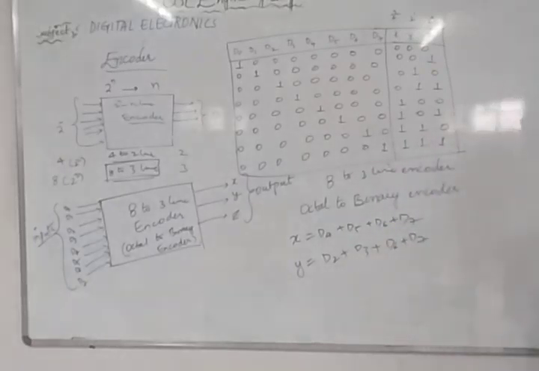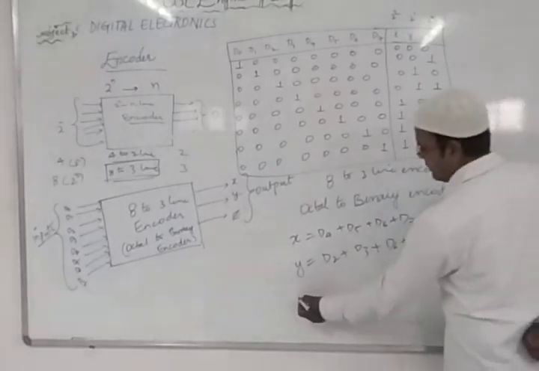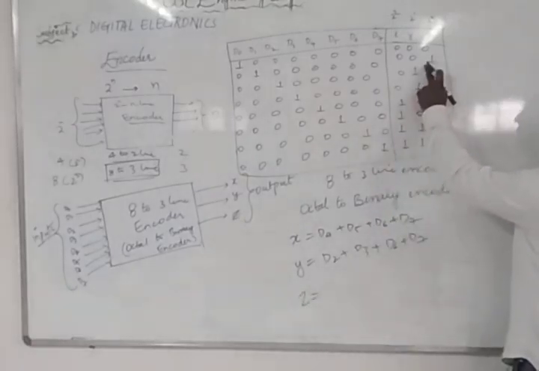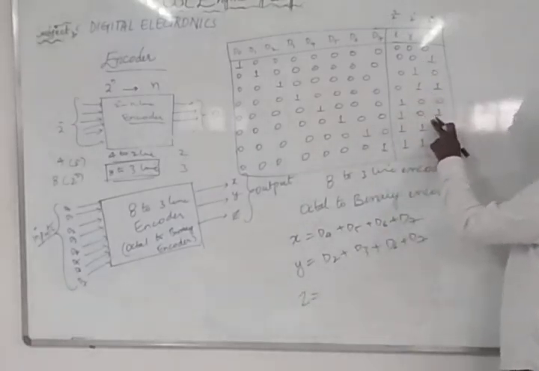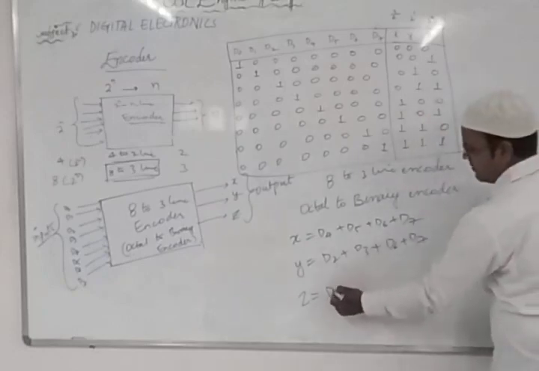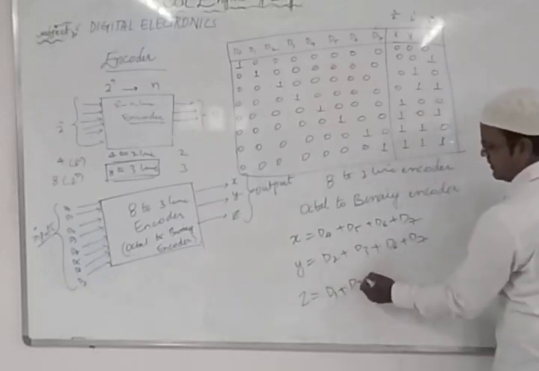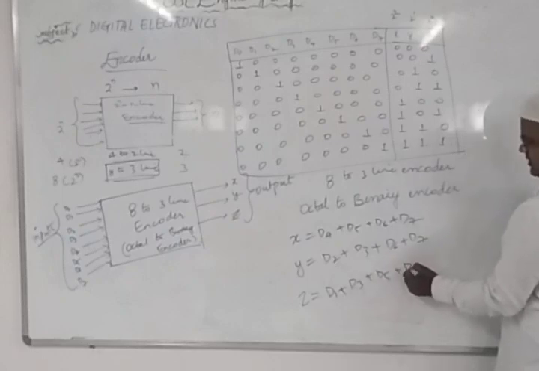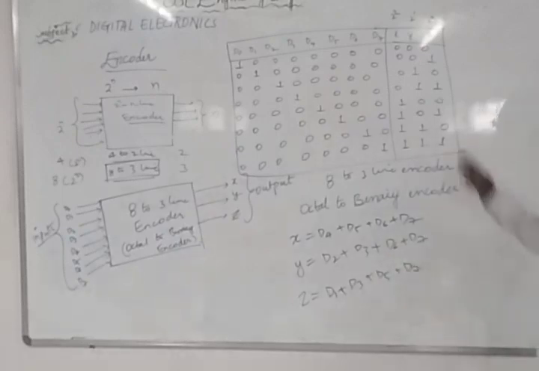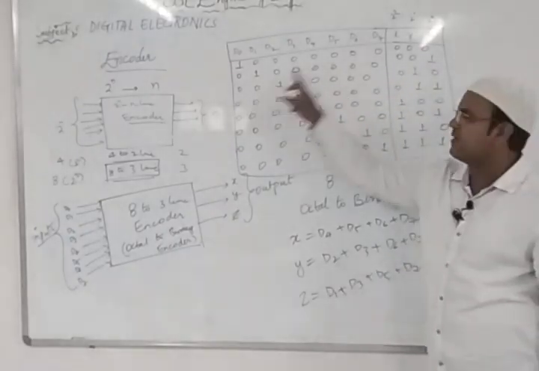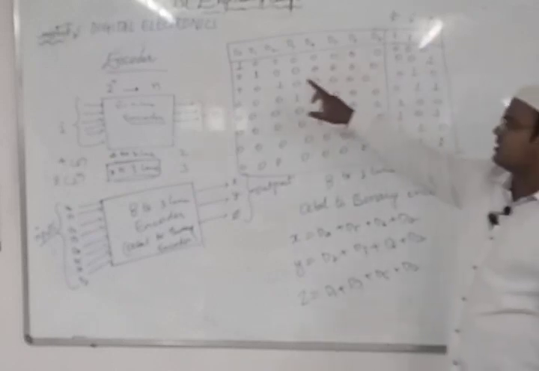This is the Y. Now for writing the Z, what is the Z value when it is high? For D1, D3, it's alternate. So we can write D1 plus D3 plus D5 plus D7. See here, for D1 it is high. When high means 1. When it is 1, column wise you need to look into the particular combination. For that we wrote it, we got the D1 value.